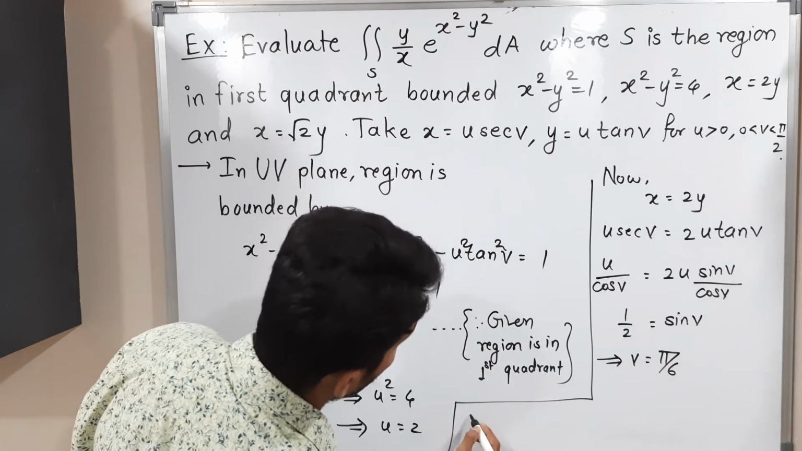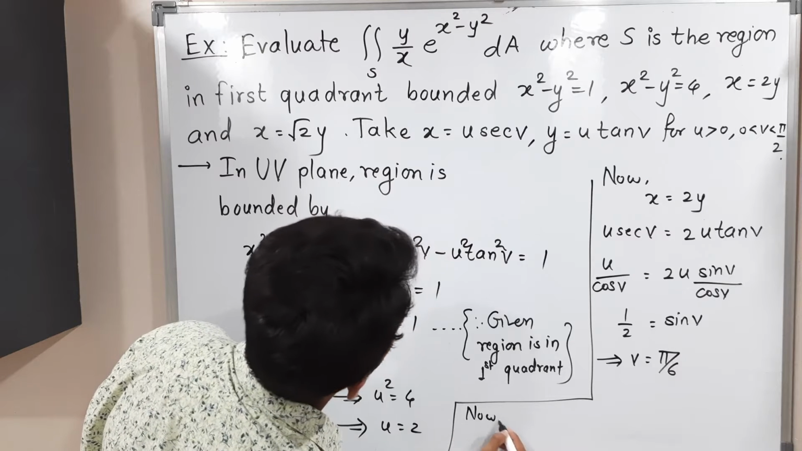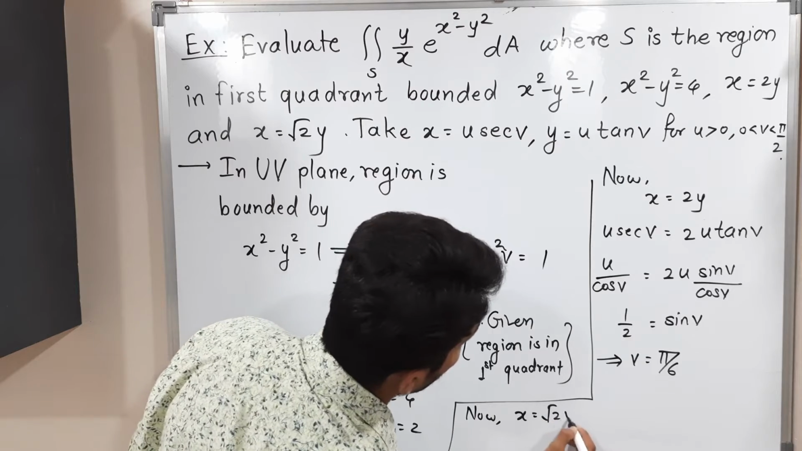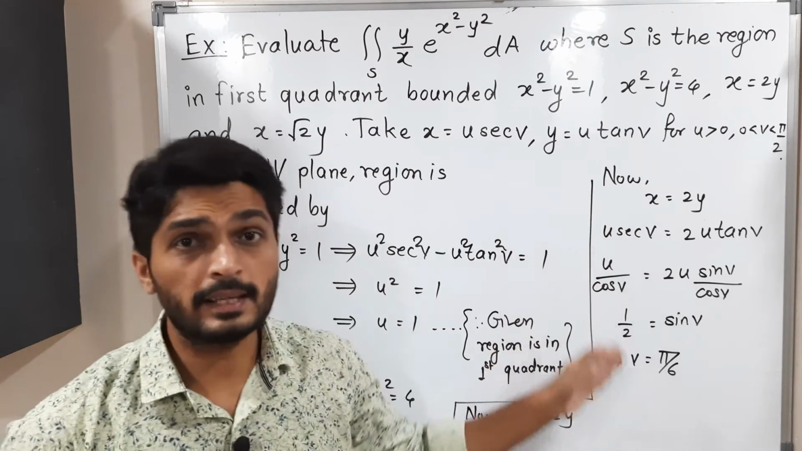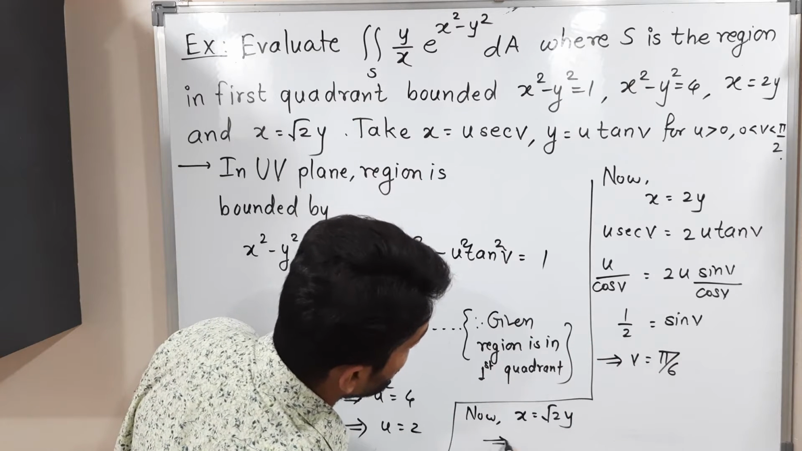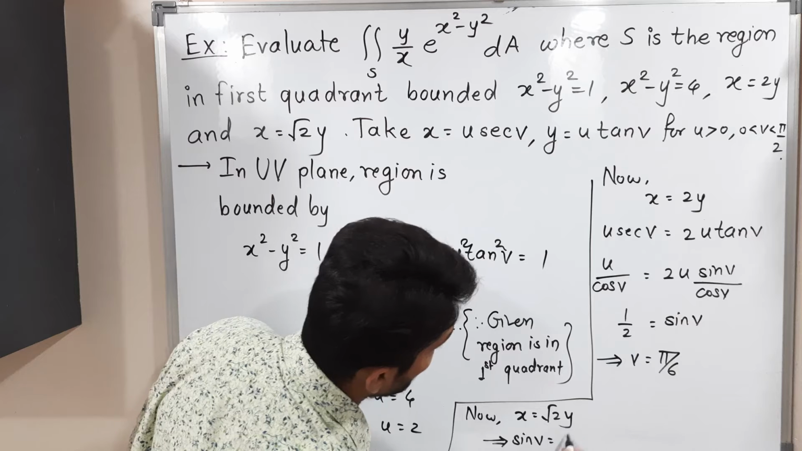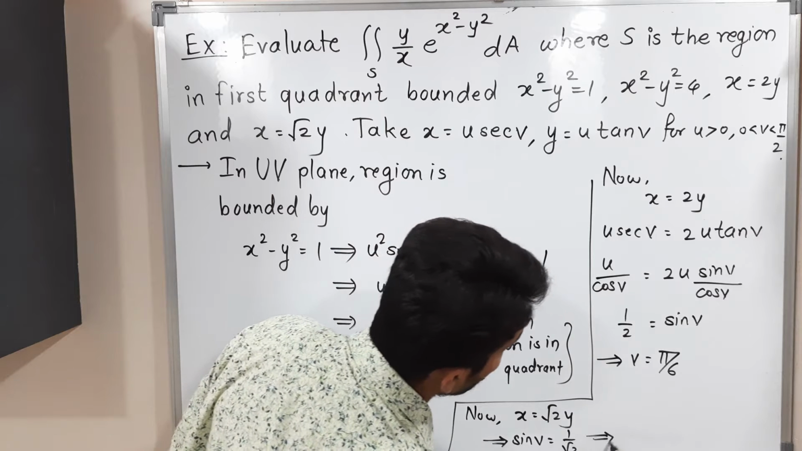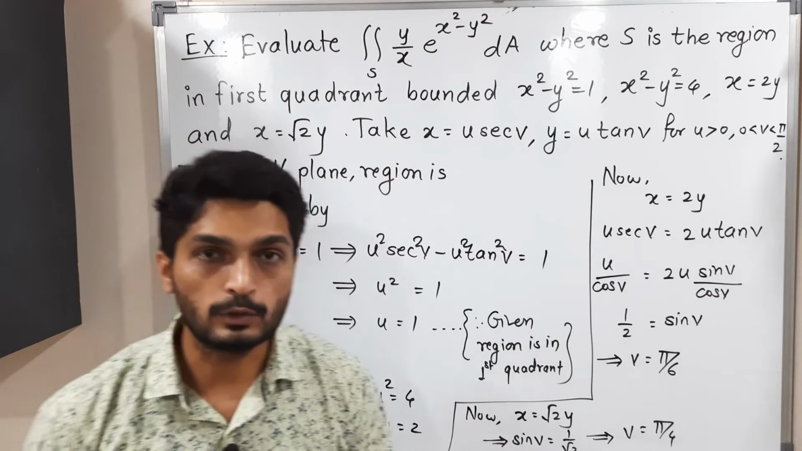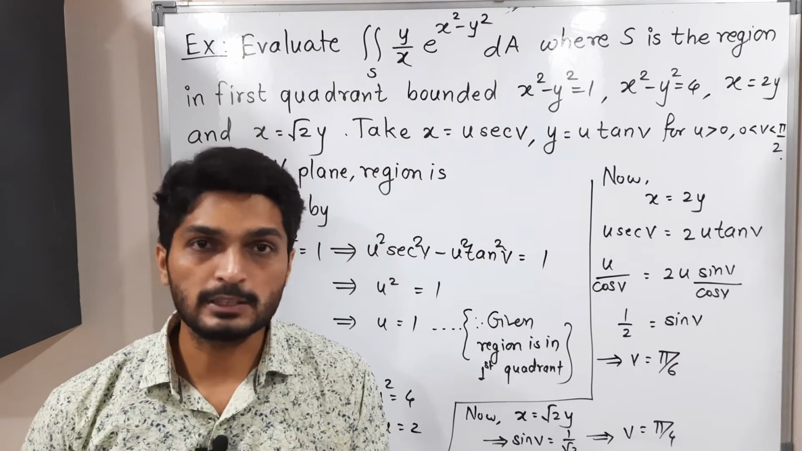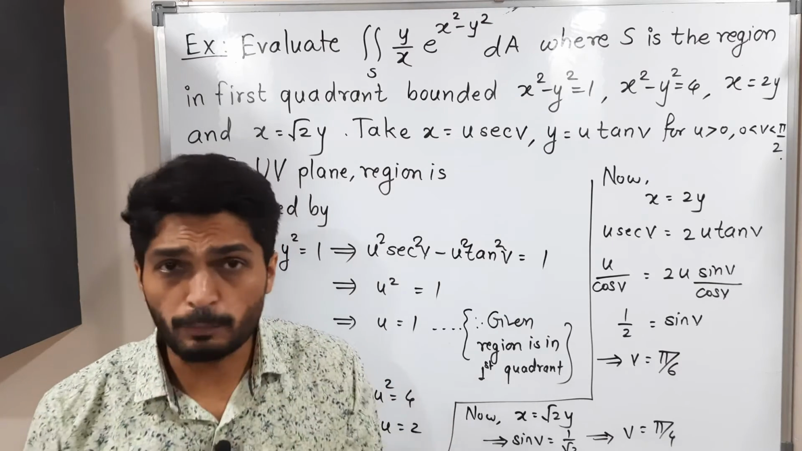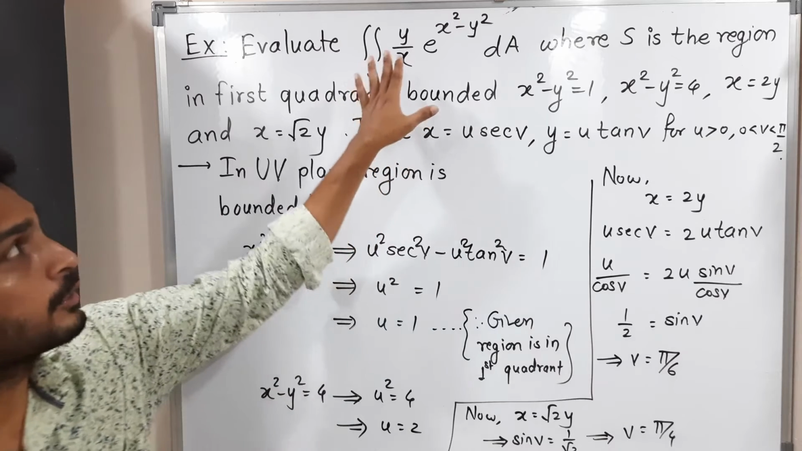So we have now the last curve, x is equal to root 2y. So we can solve in the same way, and directly I will write now. So finally we will have sin v is equal to 1 by root 2. That means obviously v is equal to pi by 4. So in this way we got the limits of v also. Limits v varies from pi by 6 to pi by 4, and here u varies from 1 to 2. So we got the limits, we got the Jacobian, so that now we will solve this problem.